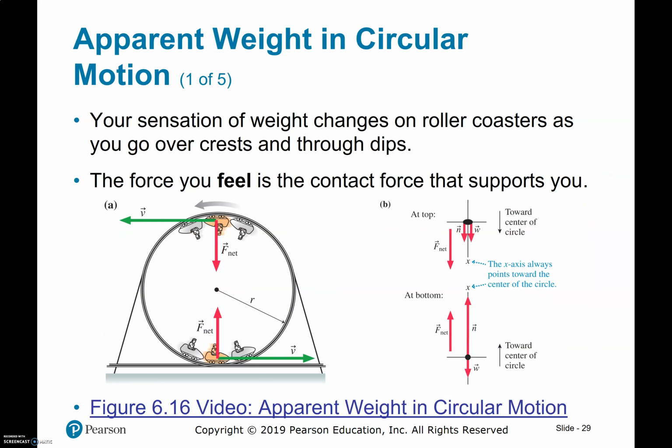Another case where apparent forces appear in circular motion is when you go on roller coasters. Here you're going to feel heavier and heavier because of the mv squared over r term, and here the same, you're going to feel a little lighter, right, because of this term too.